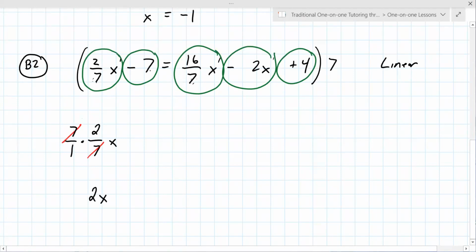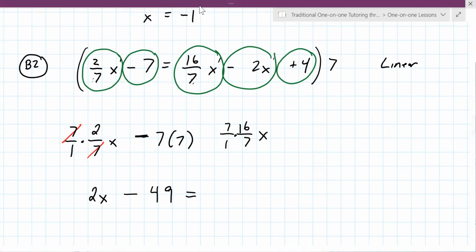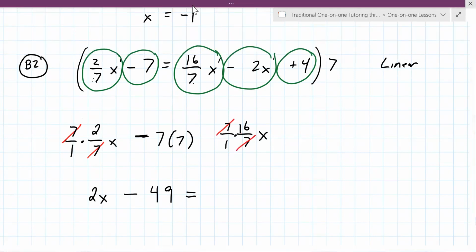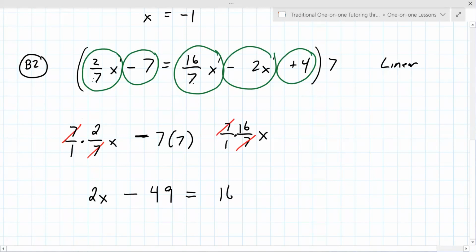Okay. Now the next one we're going to do is this green. We're going to bring down the minus 7 and we're going to multiply by 7. What is 7 times 7? 49. Very good. Equals. Now we take this 16/7 and we also multiply it by 7. And again, do you see how the fractions have to cancel? The top cancels the bottom, and you're left with 16x.